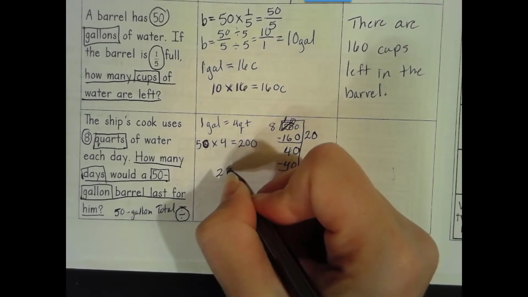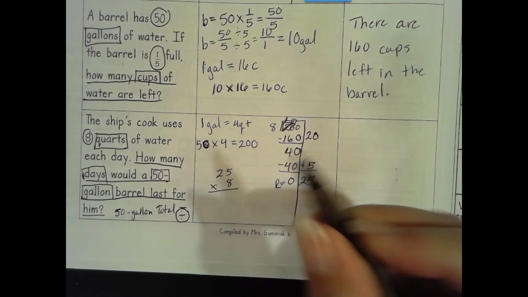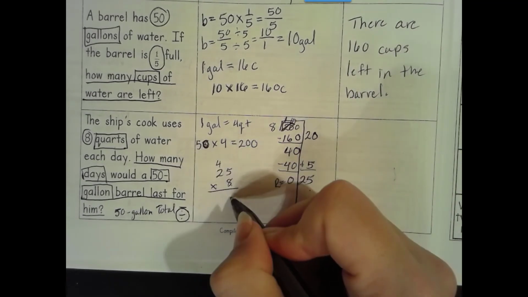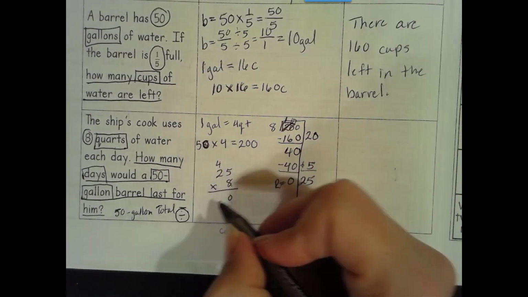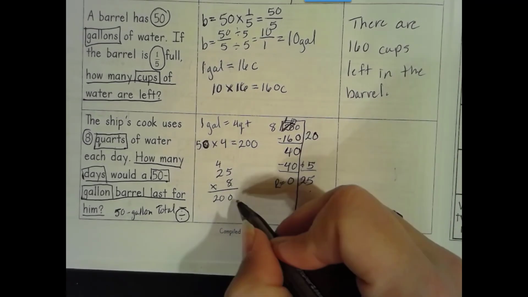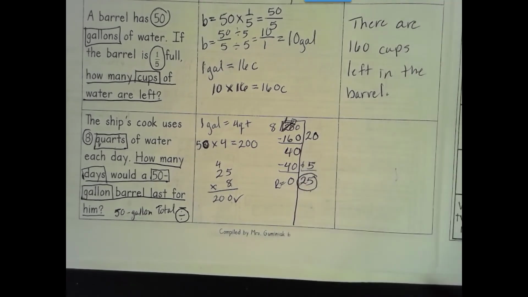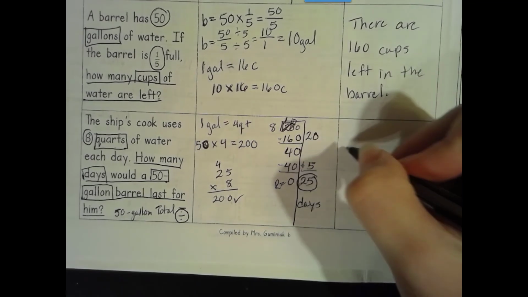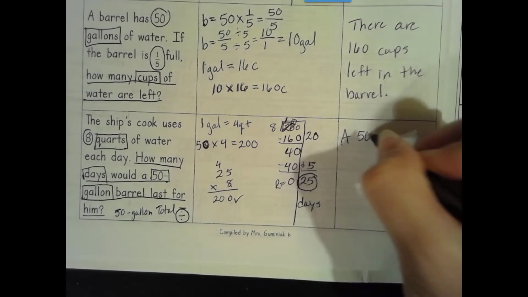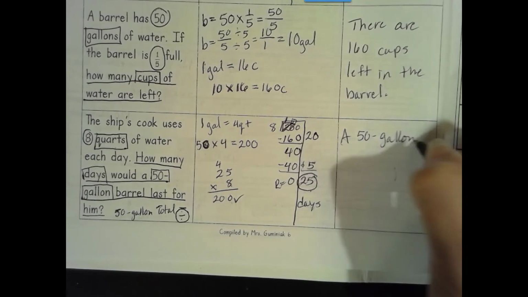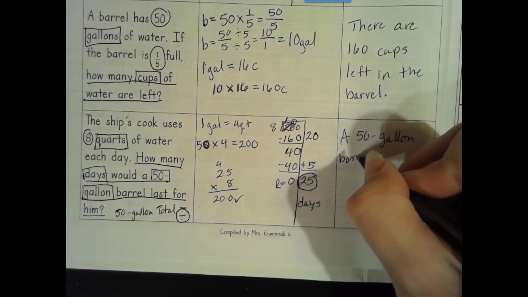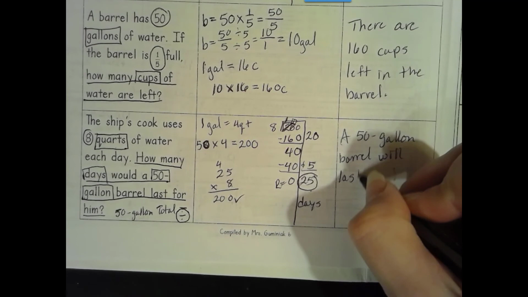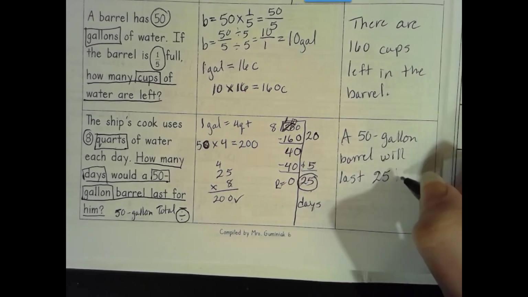I'm going to check since I have room. Divisor times quotient plus remainder. 8 times 5 is 40. 8 times 2 tens is 16 tens, plus 4 more is 20 tens. So yes, it would last 25 days. A 50-gallon barrel will last 25 days.